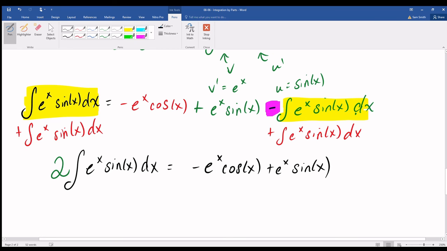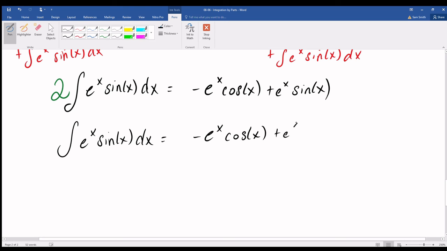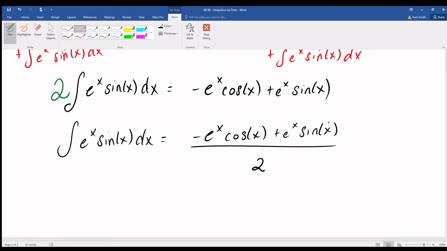So all I have to do to find the antiderivative that I was looking for is go in and divide by 2. The integral that I was looking for at the beginning of this problem is equal to these two terms added together and cut in half. And we have to be careful to remember that our final answer should account for the arbitrary constant as well.